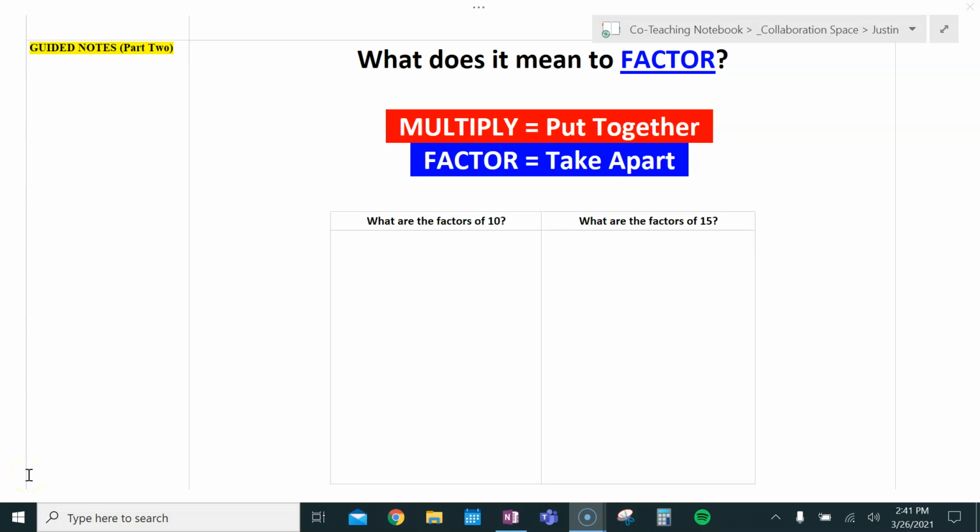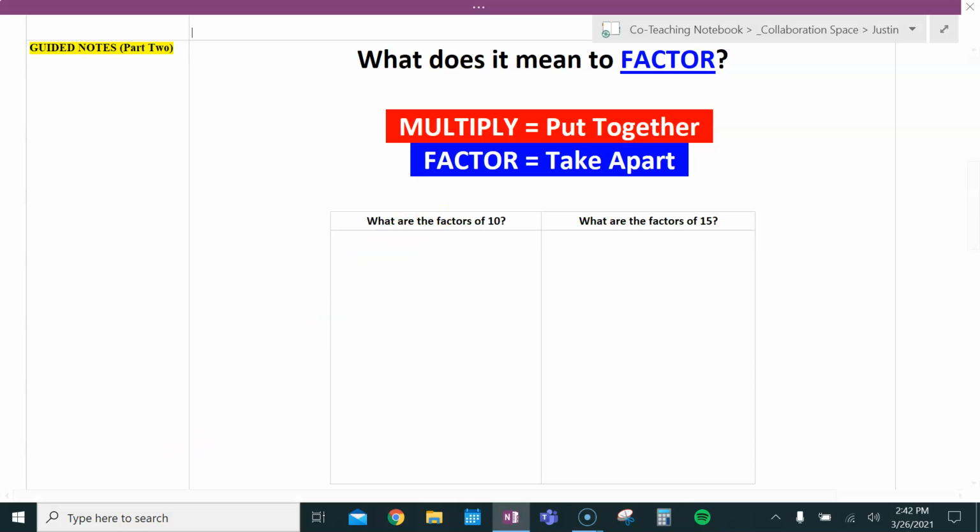All right, so the essential question is, what does it mean to factor? Okay, so when we multiply, we actually put things together. So we take two numbers and we make it into one number. When we factor, we actually take the numbers and pull them apart. All right, so we're going to look into what are the factors of 10.